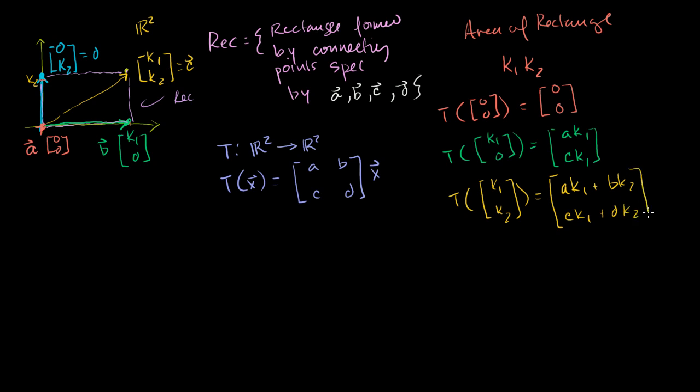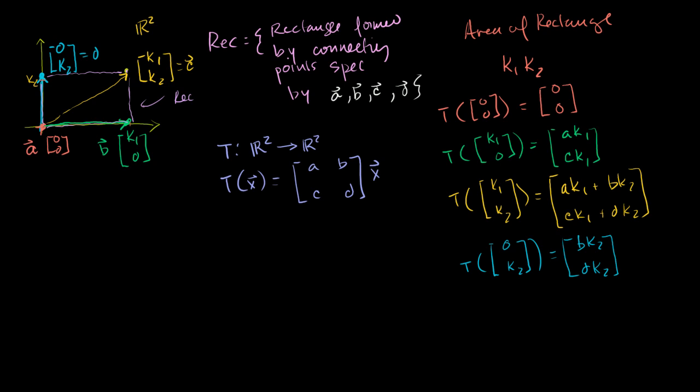And we have 1 point left. If we take the transformation of our vector 0, k2, what do we get? We get a times 0 plus b times k2, which is just b times k2. And then c times 0 plus d times k2, which is just d times k2. Just like that. So let's draw the image of our rectangle under our transformation.